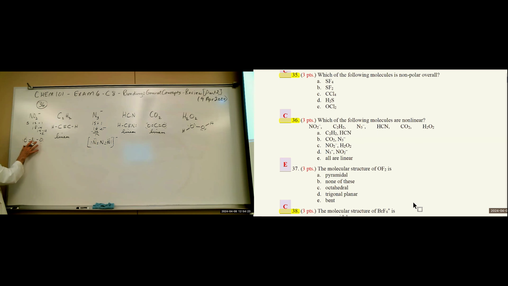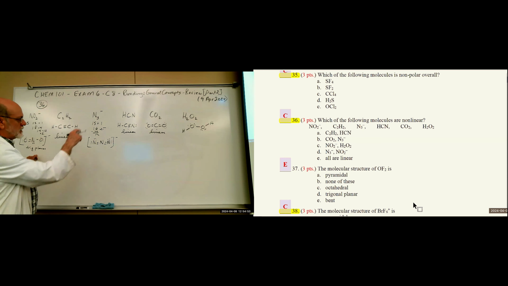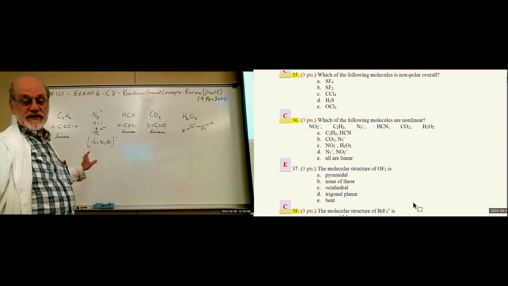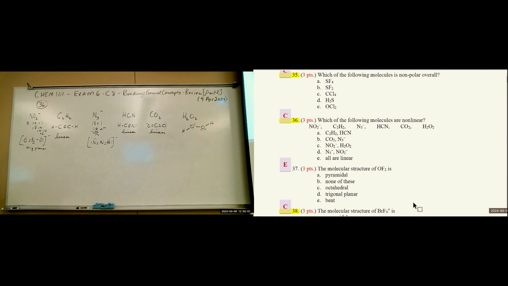It would resonate between this one and the other one would have a double and a single here. But for determining the geometry, it doesn't matter. You just pick one, right? And this has a negative charge, and this is going to be trigonal planar. Like 1, 2, 3 groups. Okay, so the nonlinear ones are this one and the last one. So NO2 minus and H2O2 is C. Those are the nonlinear ones.